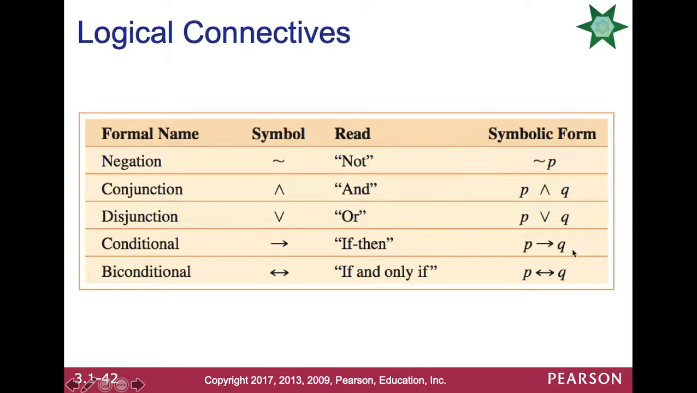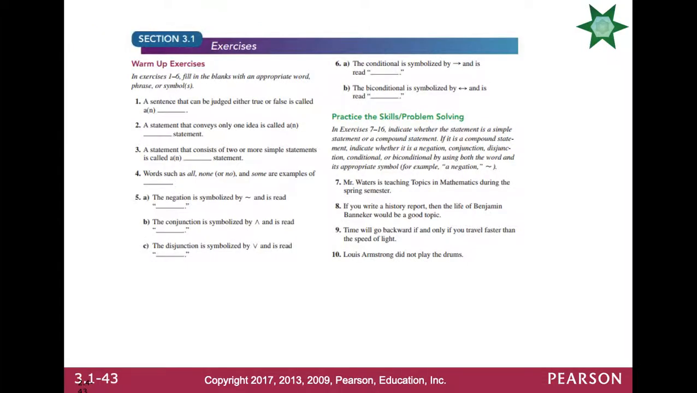The two new ones, if then. If an element is in a set P, then it must also be in a set Q, and that would be a subset. The biconditional is P if and only if Q. So an element is an element of P if and only if it is also an element of Q. So these are the different connectors, the logical connectives, and you can see that this is very similar to what we did with sets way back when.